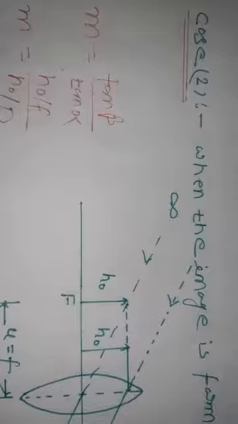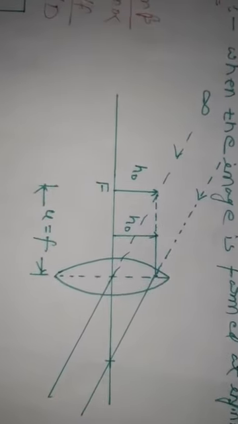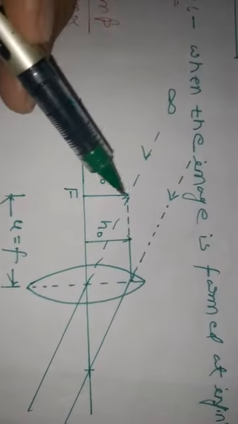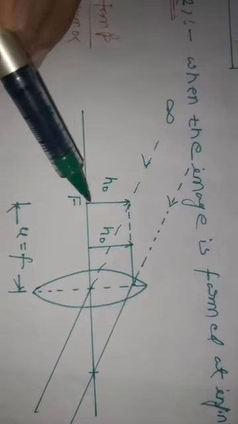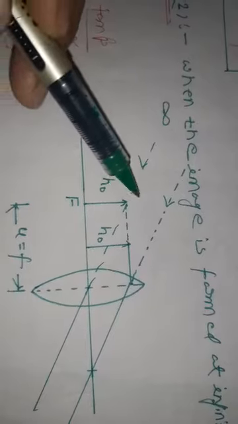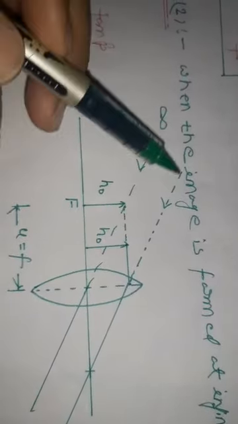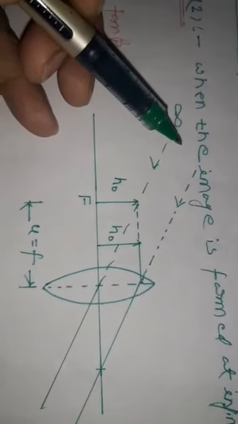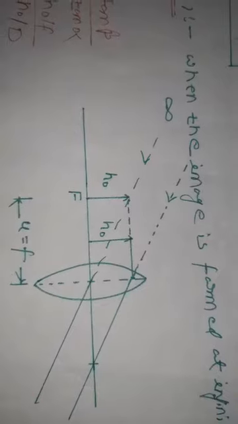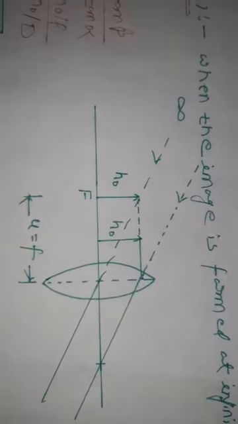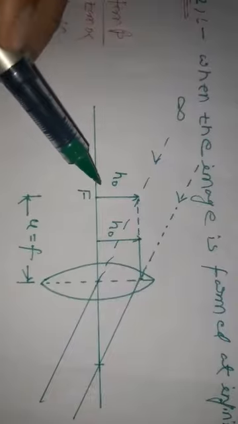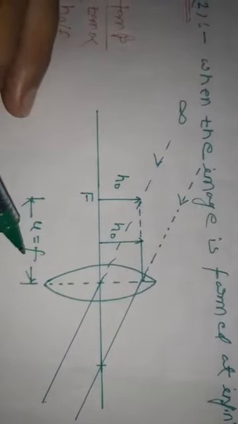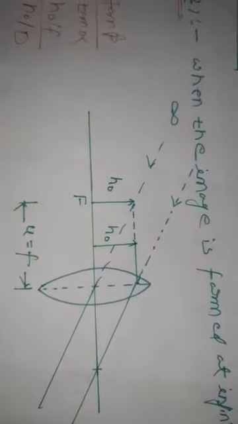Now come to case number two, when the image is formed at infinity. In this particular case, if I want the image at infinity, then we have to shift our object to the focus point, so the image will be formed at infinity. No need to explain how the image is formed at infinity, you know the rules of image formation very well. So the value of your object distance u becomes f, so u equals f, your focal length, and the image is formed at infinity.